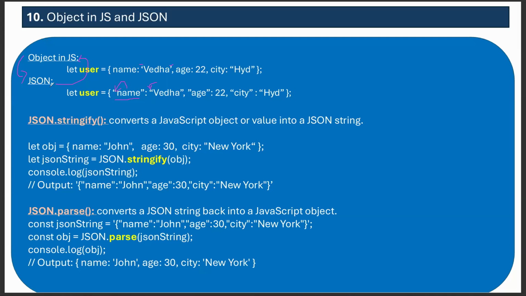You'll be hearing this word when creating REST APIs in Java or Python. There's a term called REST APIs, and there you'll be using JSON regularly. So this is the difference between an object in JavaScript and JSON. What is the abbreviation of JSON? JavaScript Object Notation. Okay, nice.